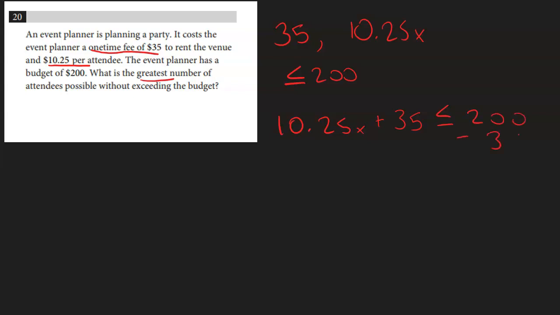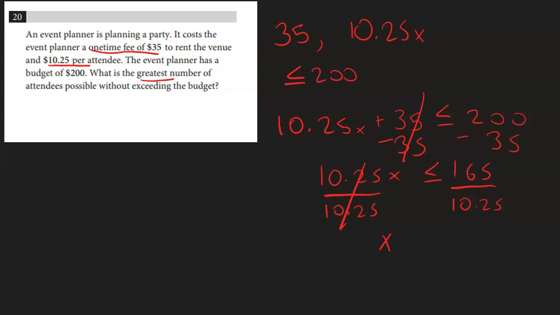And so solving this, we can take off 35 from each side. We're going to have it as 10.25x is less than or equal to 165. You would divide this by 10.25. We would have x is less than or equal to 16. And that's how you find the answer.